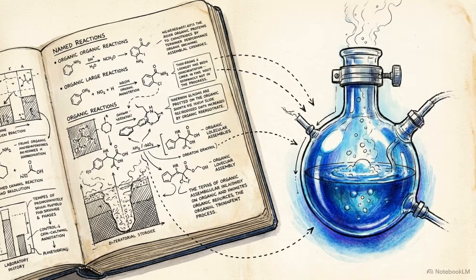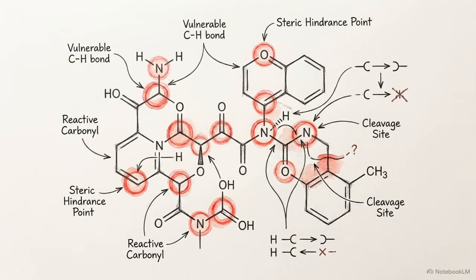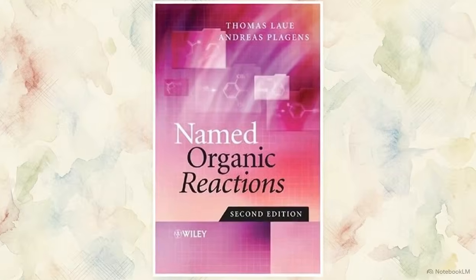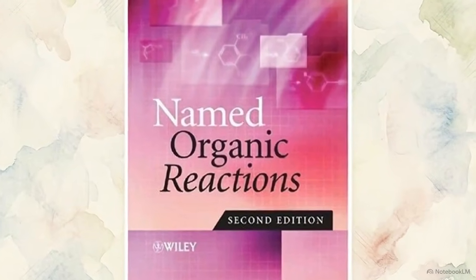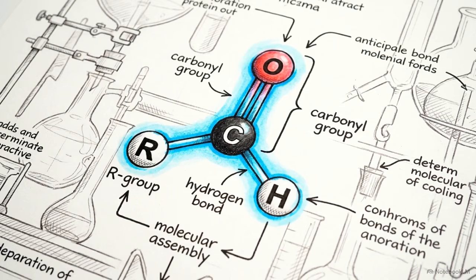In the lab, we call these named reactions. Mastering organic chemistry is about learning how to manipulate strict chemical constraints to your advantage. A text like this serves as the definitive field manual for executing those precise maneuvers. Let's say your objective is to carefully construct an aldehyde.